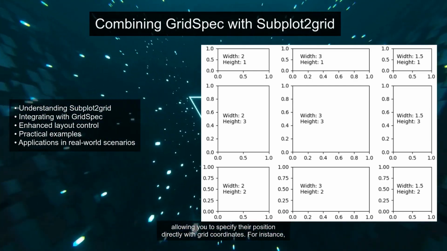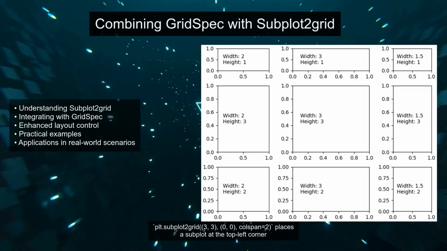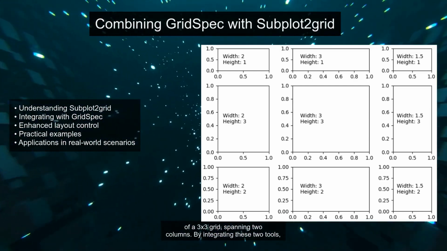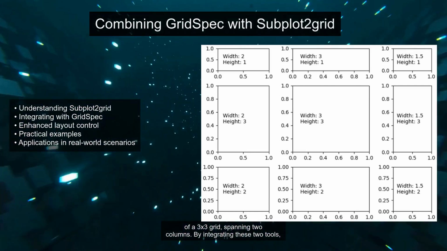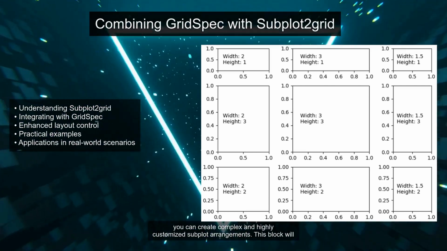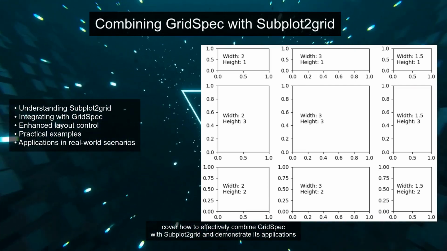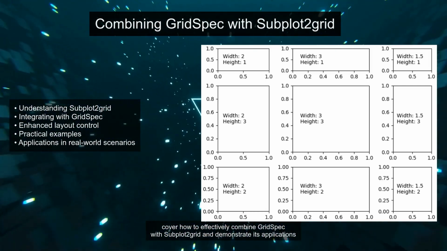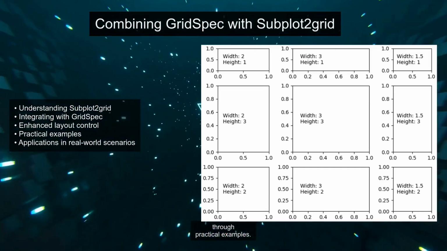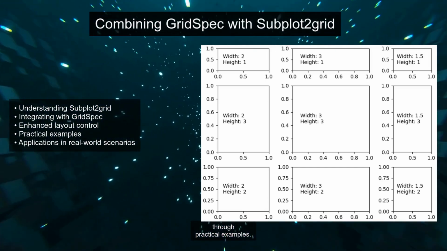For instance, plt.subplot2grid((3, 3), (0, 0), colspan=2) places a subplot at the top left corner of a 3x3 grid, spanning two columns. By integrating these two tools, you can create complex and highly customized subplot arrangements. This block will cover how to effectively combine GridSpec with subplot2grid and demonstrate its applications through practical examples.